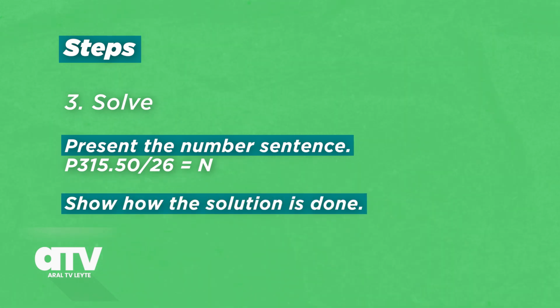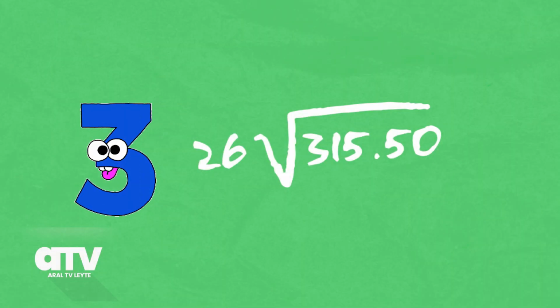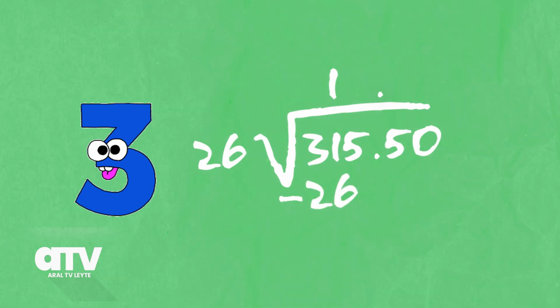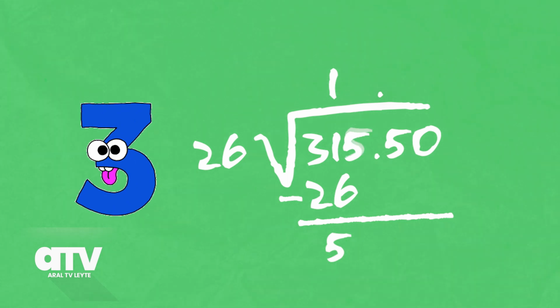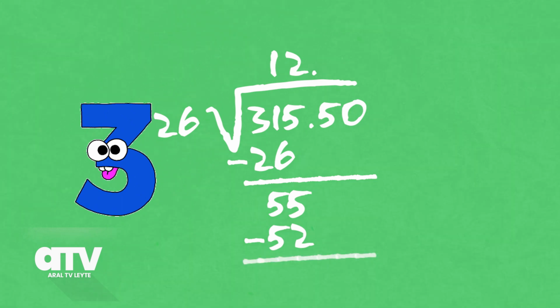Show how the solution is done. 315 pesos and 50 centavos divided by 26. 31 divided by 26 is equal to 1. 1 times 26 is equal to 26. 31 minus 26 is equal to 5. Bring down 5. We have 55. 55 divided by 26 is equal to 2. 2 times 26 is equal to 52. 55 minus 52 is equal to 3.